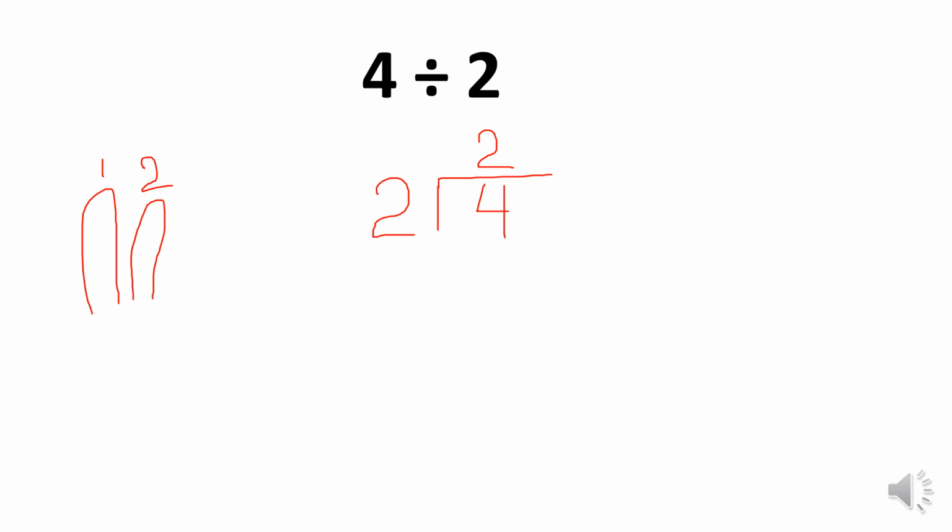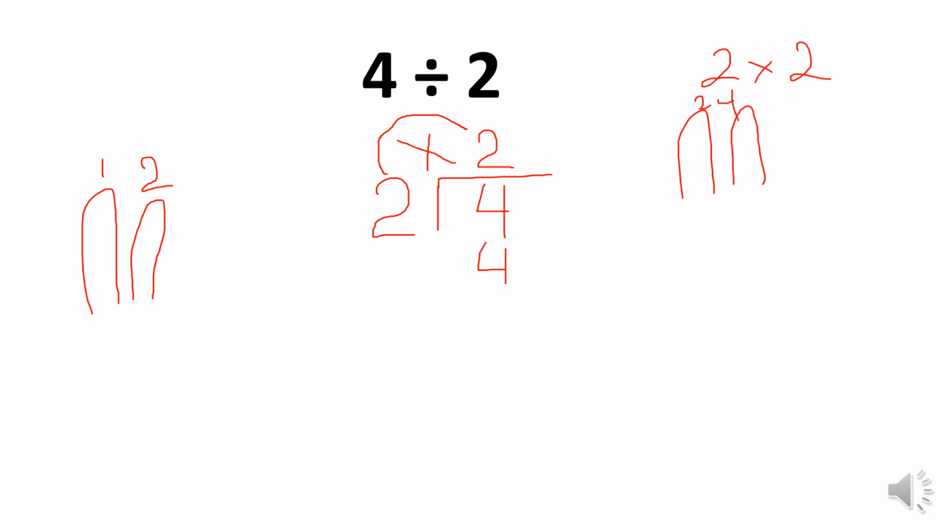The next step in the long division process is to multiply. So I'm going to multiply 2 twos. How can I get my answer? I can put up 2 fingers. I am multiplying 2 by 2. So I can put up 2 fingers and count in twos. 2, 4. So 2 twos are 4. Now I'm going to take away 4. 4 take away 4 is 0. So this is how we divide.